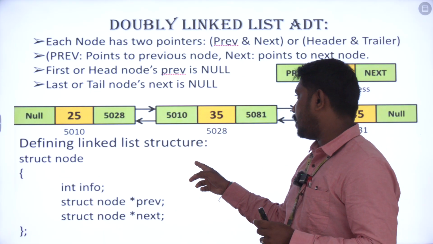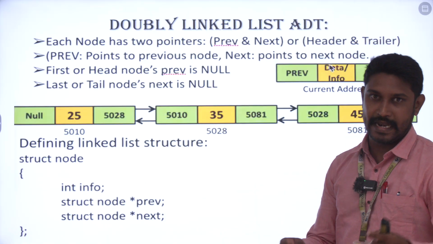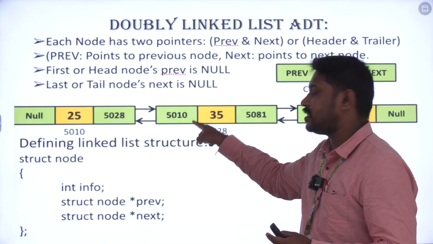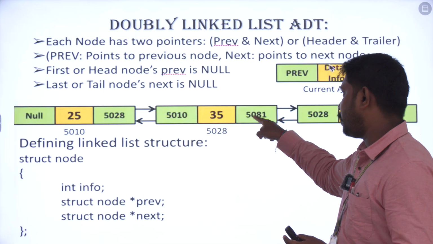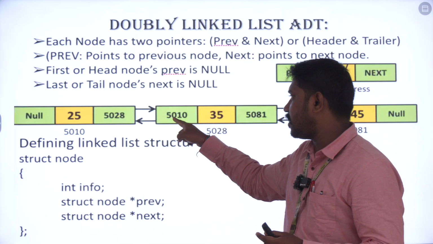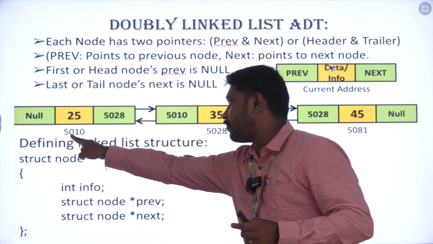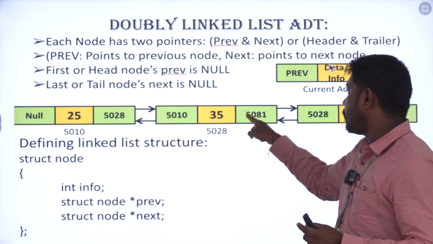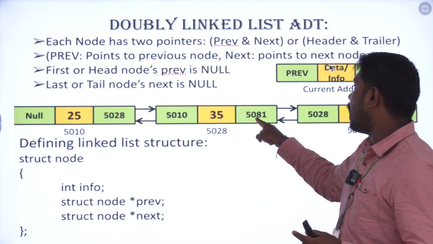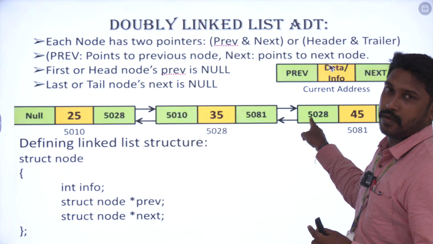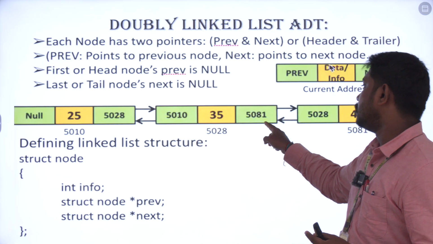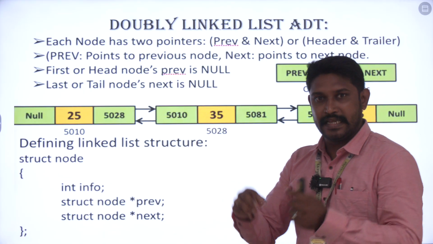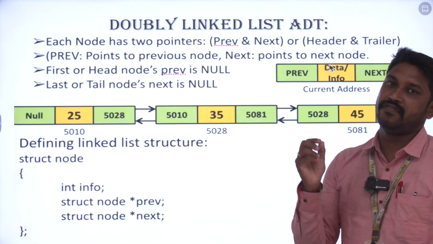You can see this example and easily understand it. In node 35, you will have the previous pointer and the next pointer. The previous pointer stores the address of the previous node, here 5010. The next pointer stores the address of the next node, that is, the value 5081. With the help of this pointer concept, we are going to access the data with the help of the address.